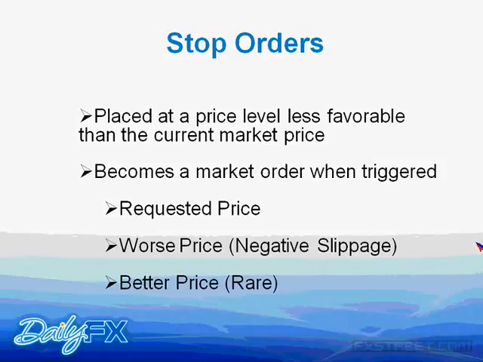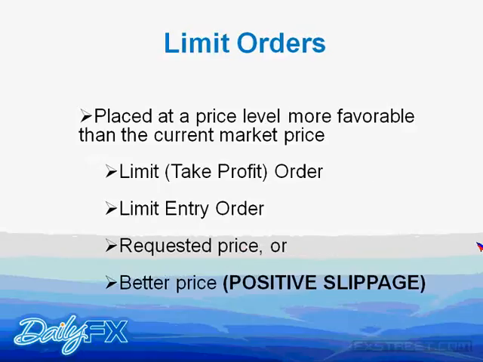Stop orders. That is a subset of a market order in that it's an order that you place at a less favorable price in the market, and it becomes a market order when that price gets triggered. So it could happen at that requested price, it could happen at that worse price, or possibly even a better price, which is rare.